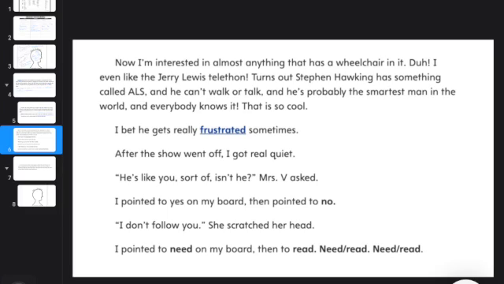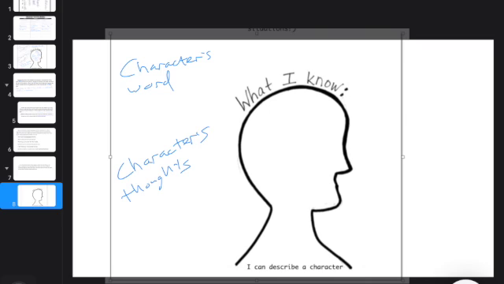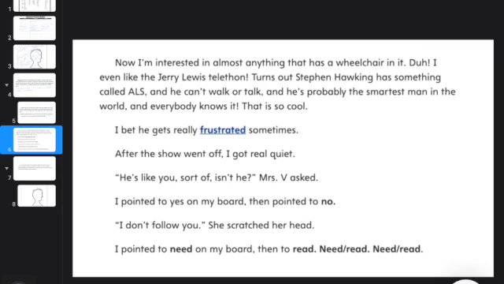I don't follow you, she scratched her head. I pointed to need on my board, then to read. Need, read, need, read. What are the words that are important on this page?